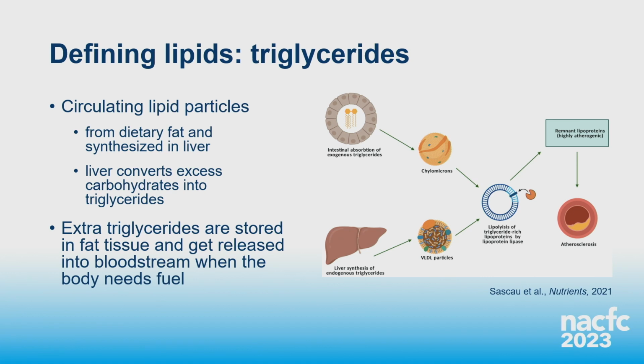Triglycerides, on the other hand, are circulating lipid particles, and they are found both in dietary fat in the bloodstream, and triglycerides are also made in the liver. And the liver specifically converts excess carbohydrates into triglycerides, and this becomes relevant when we talk about dietary strategies to help manage high triglyceride levels in the blood. The dietary triglycerides are circulated in the form of chylomicrons, as you can see here, and the triglycerides made by the liver circulate in VLDL particles. And basically, these extra triglycerides get stored in fat tissue, and then when the body needs fuel, they get released into the bloodstream.